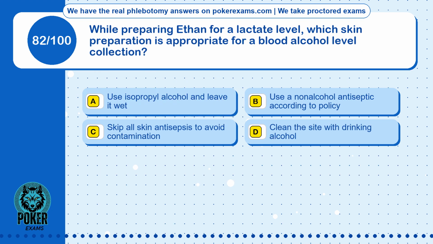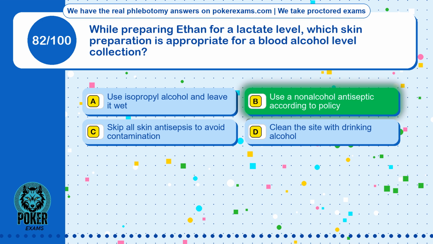Question 82. While preparing Ethan for a lactate level, which skin preparation is appropriate for a blood alcohol level collection? Option A. Use isopropyl alcohol and leave it wet. Option B. Use a non-alcohol antiseptic according to policy. Option C. Skip all skin antisepsis to avoid contamination. Option D. Clean the site with drinking alcohol.